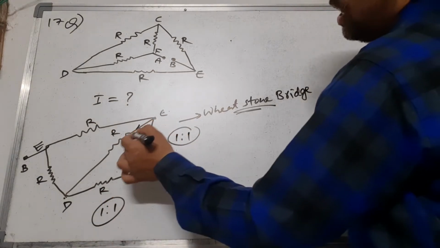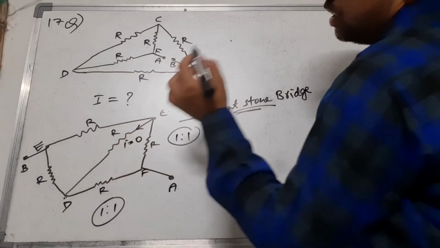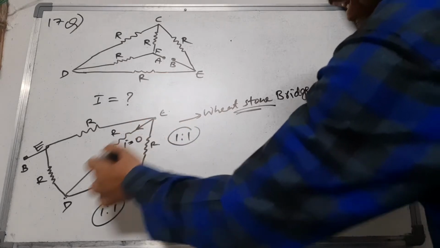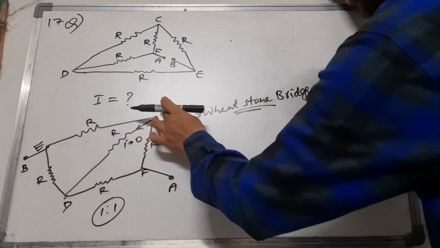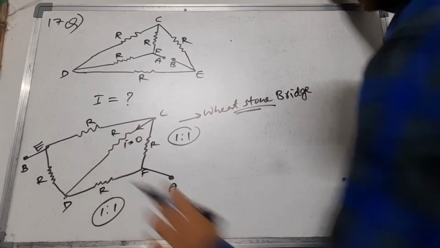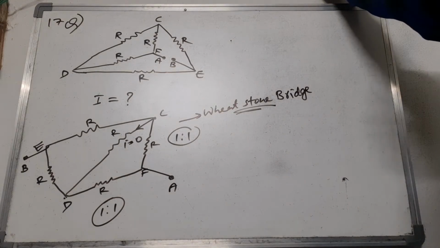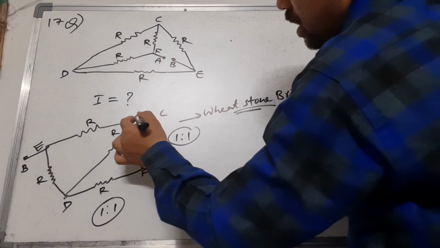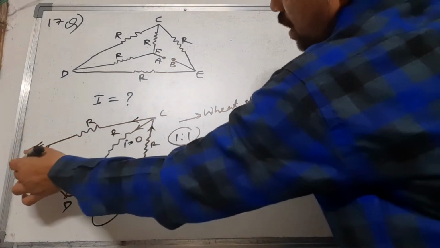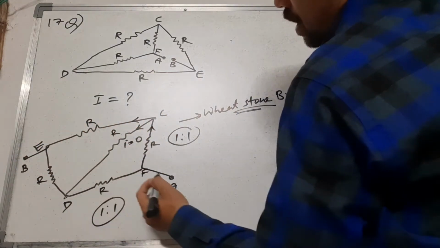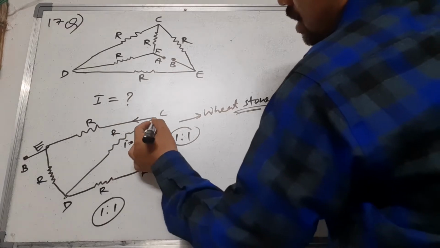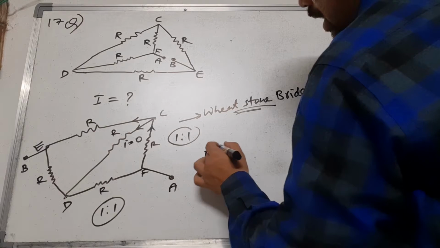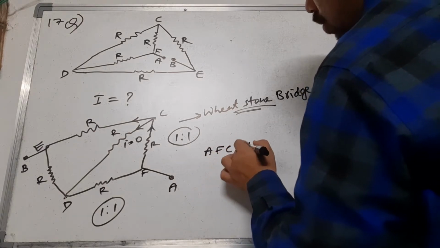So there is no current flowing through this resistor. The current flowing through that resistor R diagonally C to D is 0. The current flowing from C to D is 0. So if current flowing from C to D is 0, then current will flow from C to E to B. How it will flow? A, F, C, E, B. How the current will flow now? A, F, C, E to B.